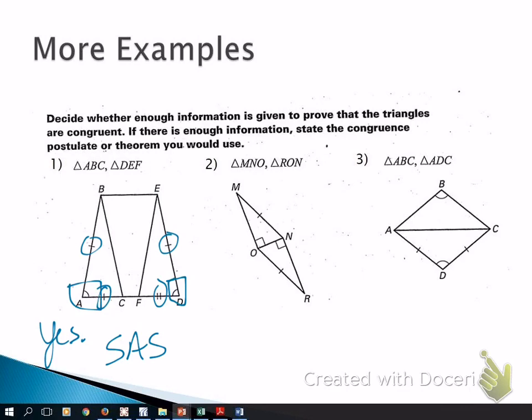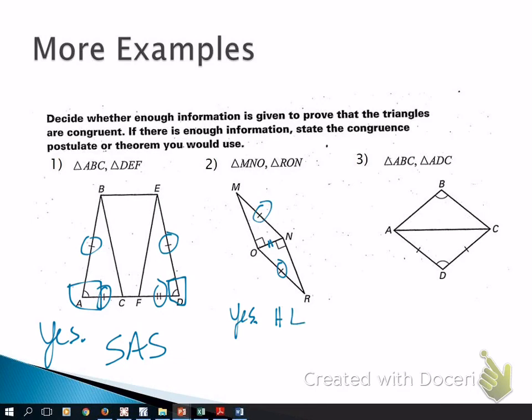Number two, there are right angles, so there's a hypotenuse leg alert. We have two right triangles. So are the hypotenuses and the legs congruent? Well, the hypotenuses are here. And again, I love it when triangles share sides, because by reflexive, that guy is congruent to itself. And so now we have a set of legs marked congruent. So yes, these two triangles are congruent, and they're congruent by hypotenuse leg.